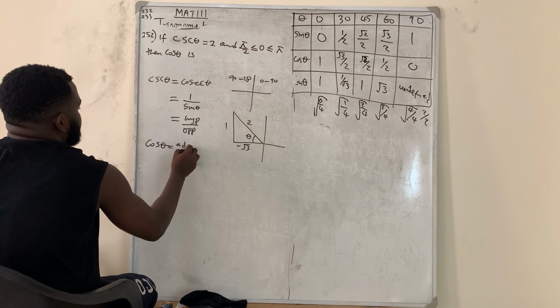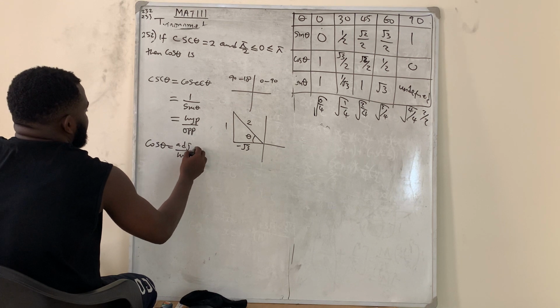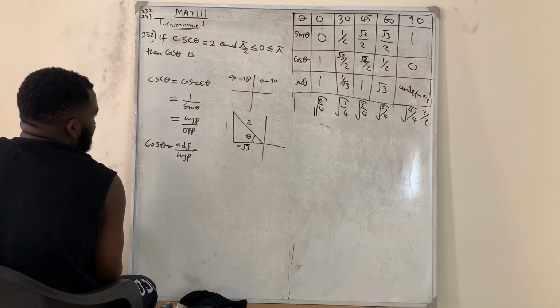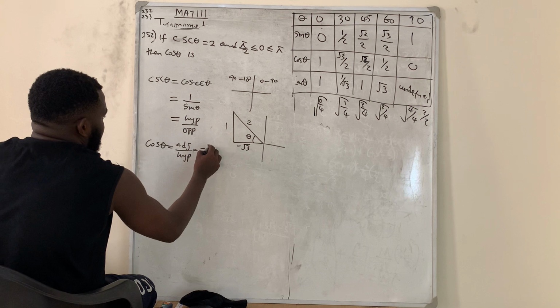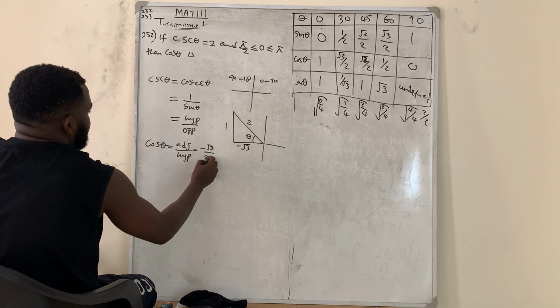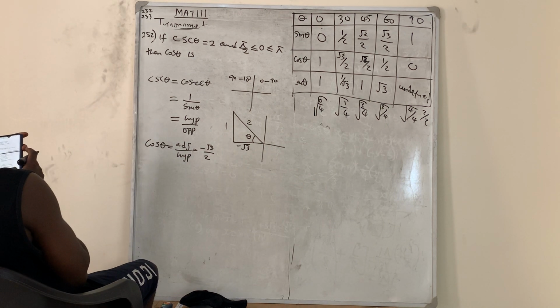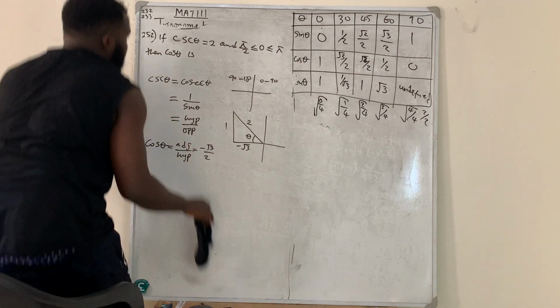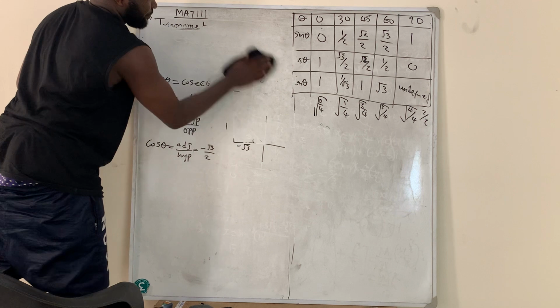Then we should find cos theta. Cos is adjacent over hypotenuse. So my adjacent is minus root 3 over hypotenuse 2. So minus root 3 over 2 is my answer. That is option C. So we move to the next question.